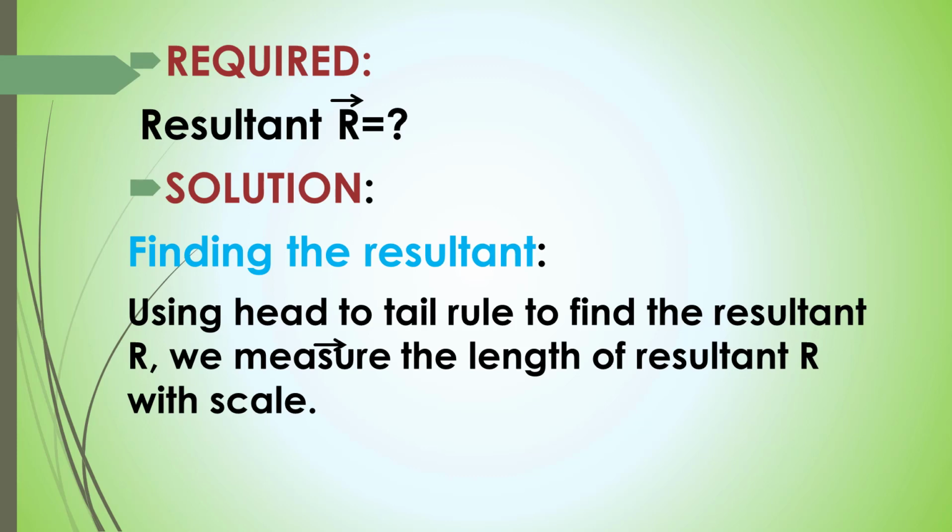Using the head to tail rule to find the resultant R, we measure the length of the resultant R with the scale. We are not using any trigonometric ratios over here. We will use a scale and protractor to solve this. So let's check it out.